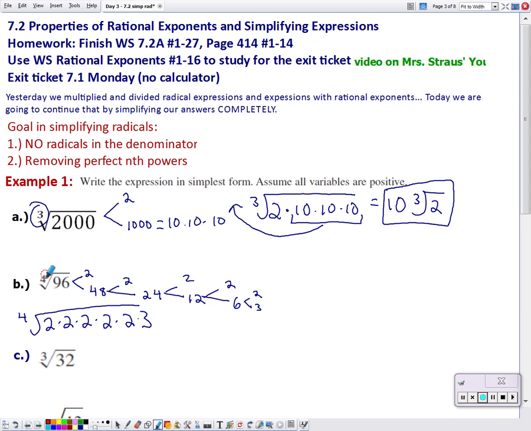We are looking for perfect fourths. So I see I have 4 2s. That means the fourth root of these 4 2s comes out as a 2. And what's remaining, 2 times 3, stays underneath. So I have 2 times the fourth root of 6 for letter B.